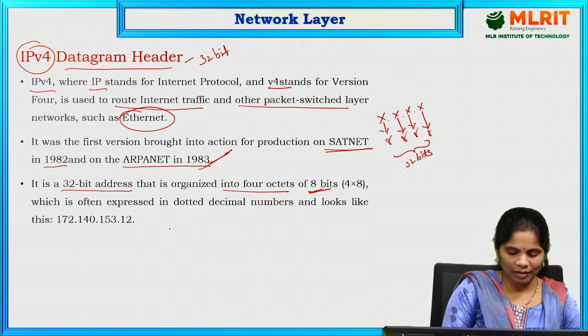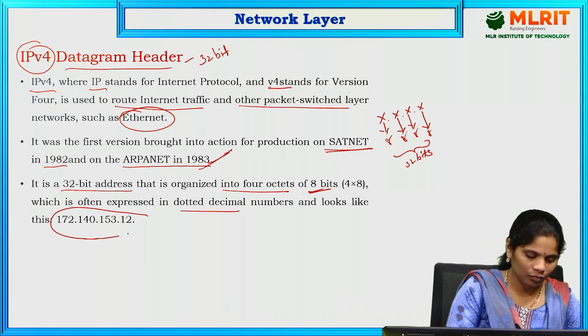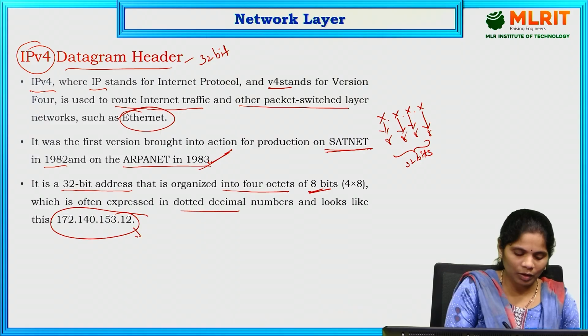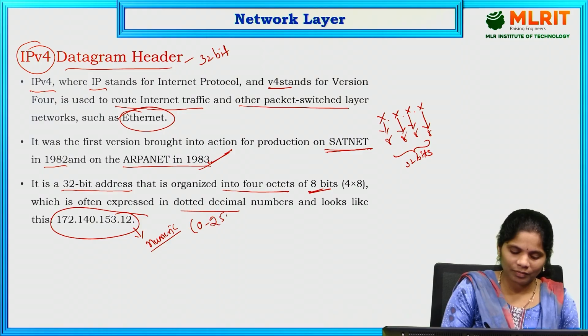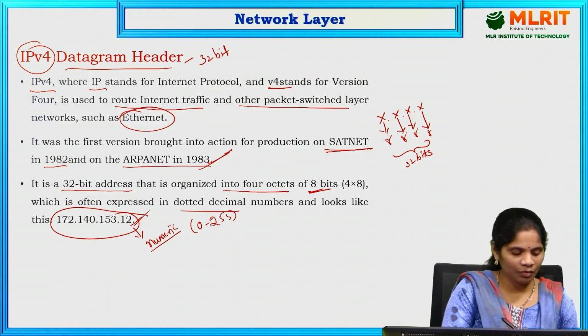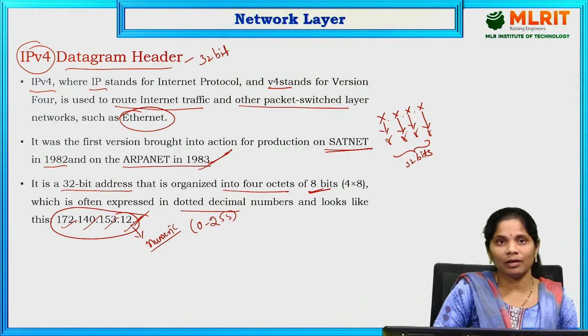This is written using dotted decimals. Whatever IPv4 address we write is in numeric form only, and the range of each part is only 0 to 255. That is why we write it in numerical form only. For example, 172.140.153.12 is the numeric form.